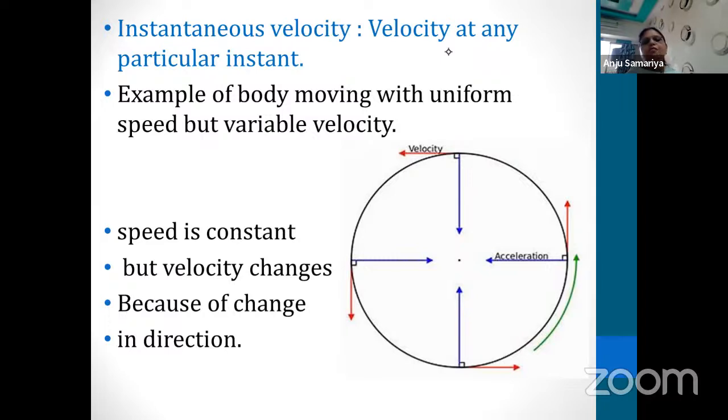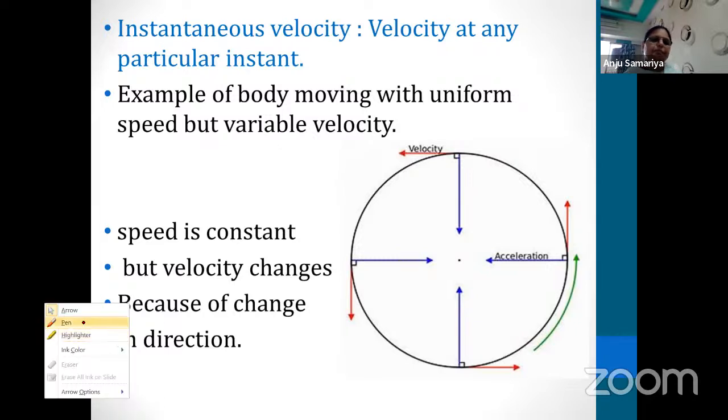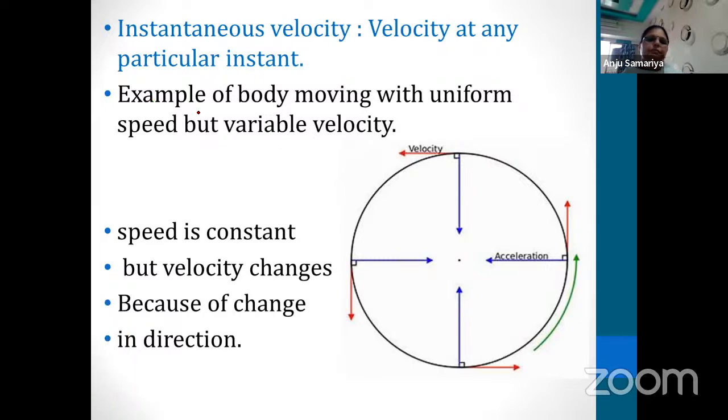So the example of a body moving with uniform speed but variable velocity. So this is a classical example of a body in a circular motion. So the speed is constant, but the velocity changes because of the change in direction.